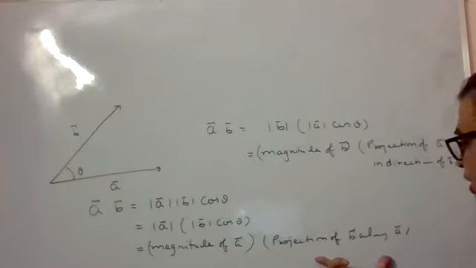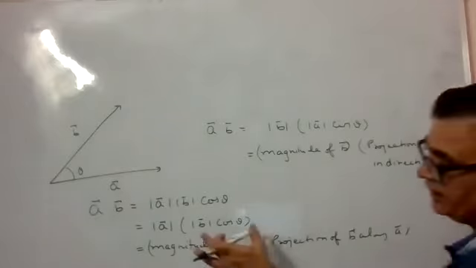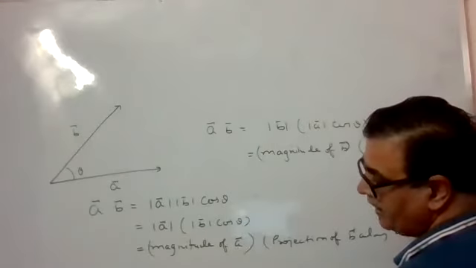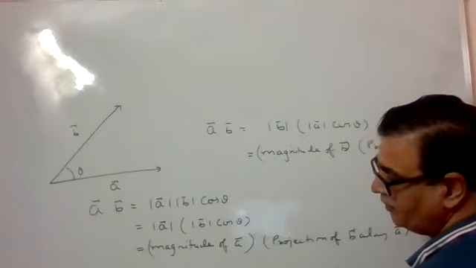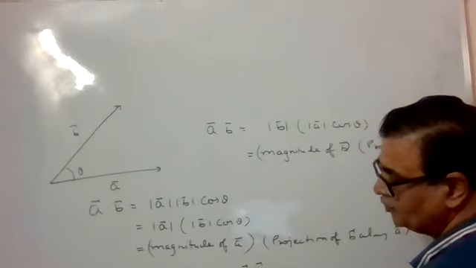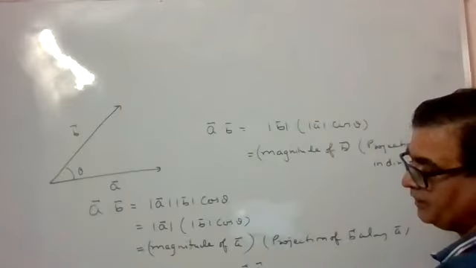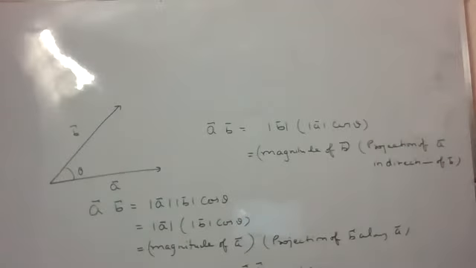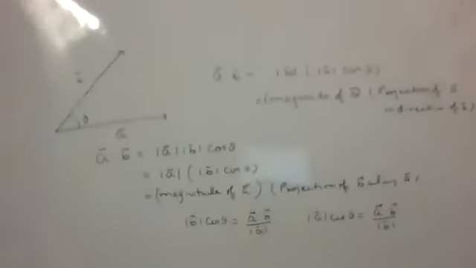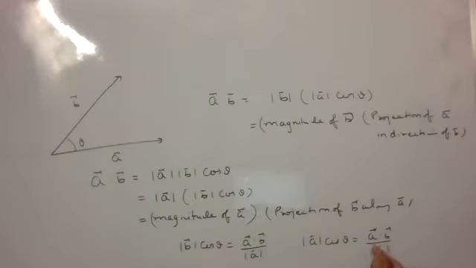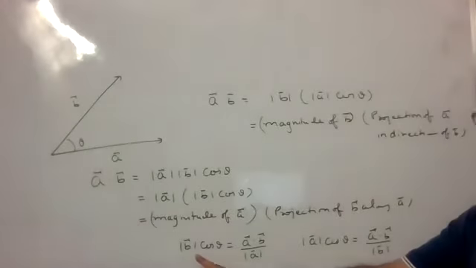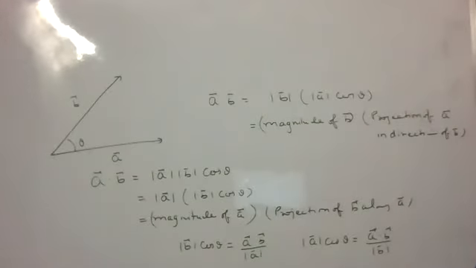And if they ask projection of B along A, that means if they ask B cos theta, then magnitude of B cos theta comes out to be A dot B by magnitude A. This is called projection of B along A. Same way, magnitude A cos theta is A dot B by magnitude of B. This is projection of A along B. These are the results we have done last time.